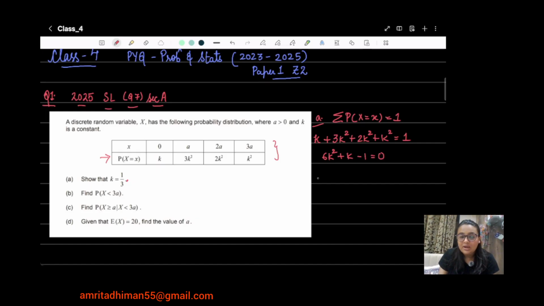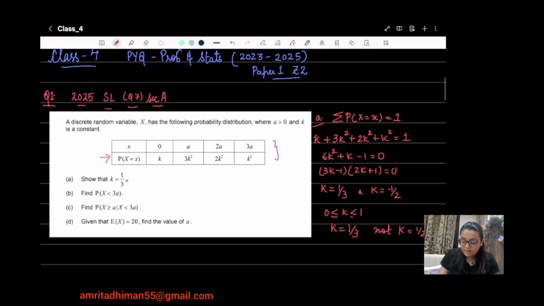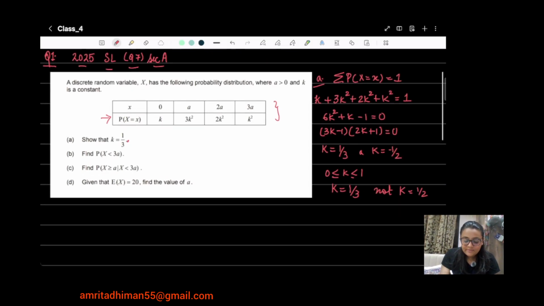So we are getting a quadratic equation, and we need to factorize it. I can write it as (3k minus 1)(2k plus 1) is equal to 0. When we equate it with 0, we will get k is equal to 1 by 3, or k is equal to minus 1 by 2. Since we know that probability always lies between 0 and 1, it can be 0 or 1, I'm taking k as 1 by 3, not minus 1 by 2. That means k is equal to 1 by 3 we have proved.